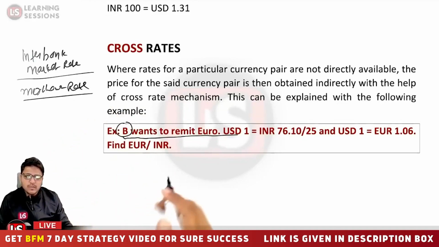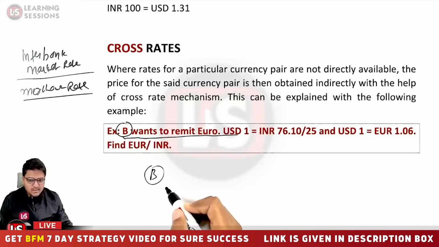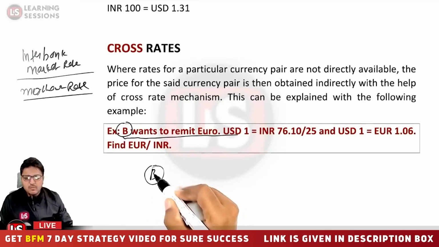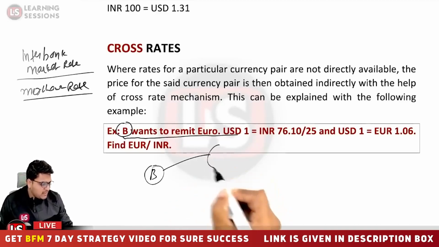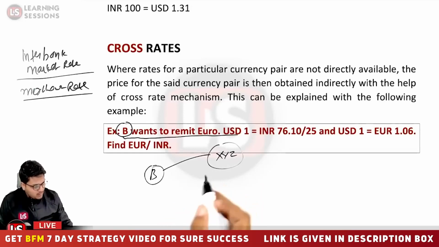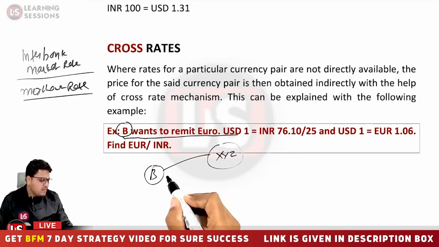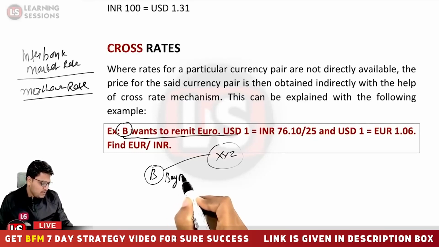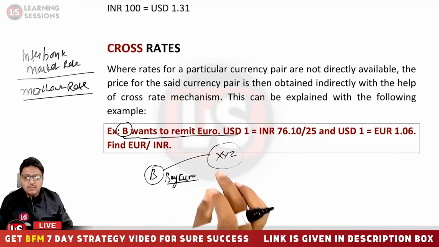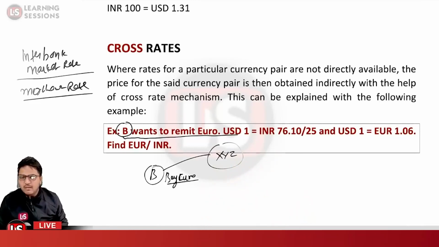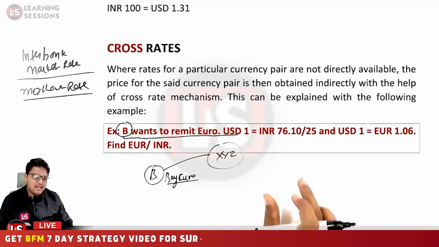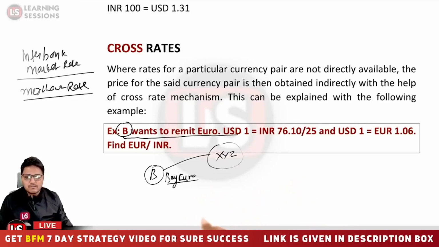Okay. Now over here, let's try to understand this concept thoroughly because it's quite important. If person B over here wants to remit euro and he visited the bank XYZ, B wants to purchase, B wants to buy the euro. Now what price shall be quoted? It shall be the buy rate or the selling rate. Kindly please do answer. It shall be the buy rate or the selling rate that must be quoted to the customer over here.